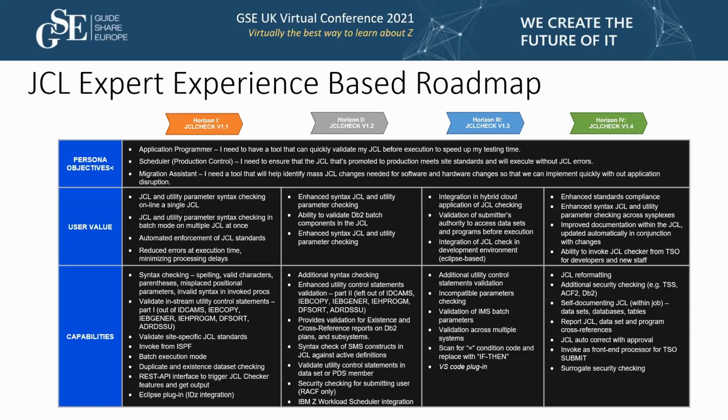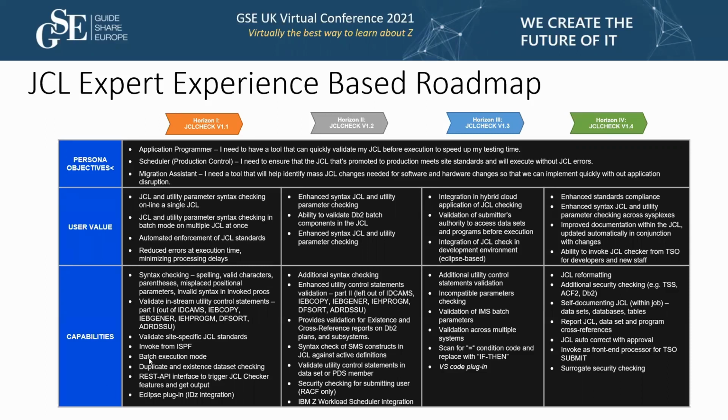So focusing on the first horizon and the capabilities, obviously we will have the syntax checking as base feature of the product, as well as the validation of in-stream utility control statement. For the validation of in-stream utility control statement, we will have most of them, the most important, as we saw in the first deliverable, and we will complete possibly in the second horizon with the more complex, but even possibly less used utility control statement. Already in the first horizon, we will have even the validation of site-specific JCL standard, and on this point, we will have questions later on.